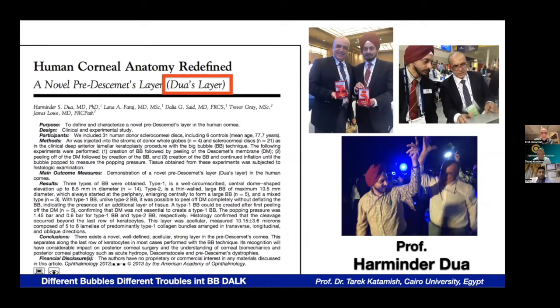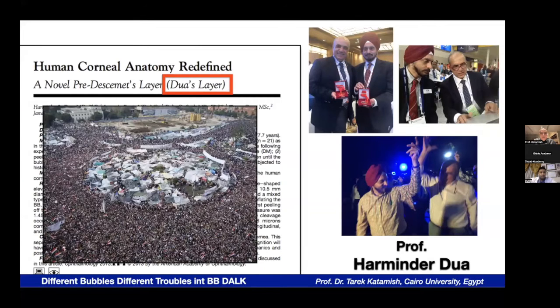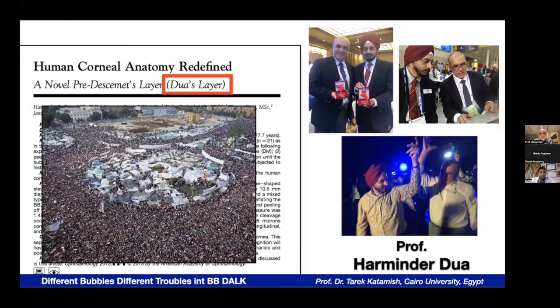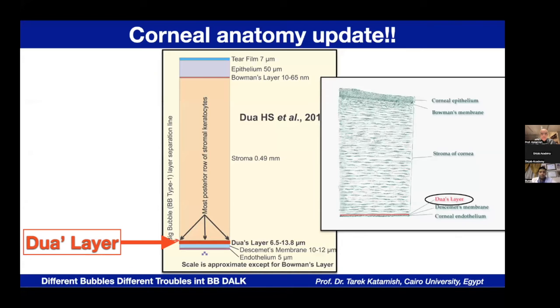I will start directly with my topic today, which is different bubbles, different troubles. I think that this article, The Human Corneal Anatomy Redefined: a novel pre-Descemet's layer, Dua's layer, has made a revolution in our understanding of the mechanics of the big bubble formation. And I have the honor to be one of the friends of Professor Harminder Dua, the founder, the describer of this anatomical layer. So this is the Dua layer.